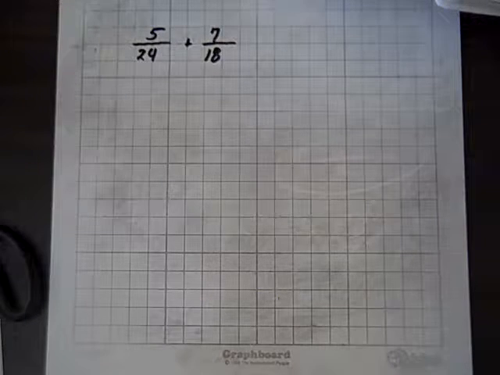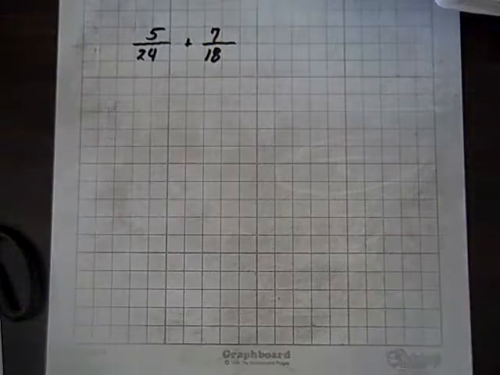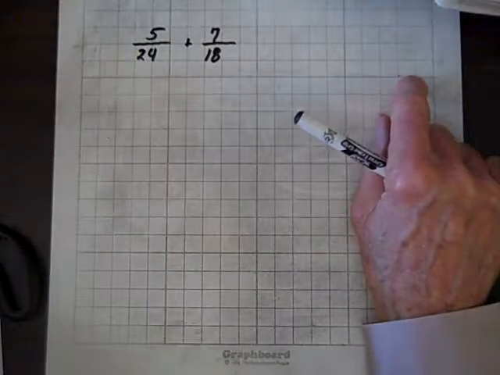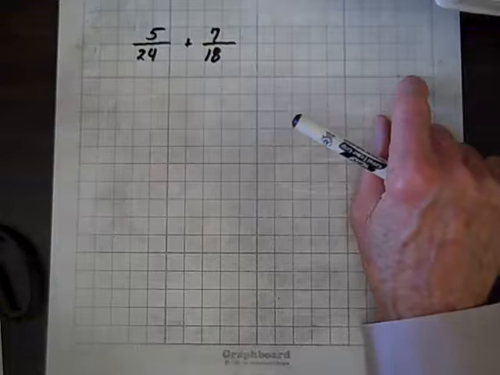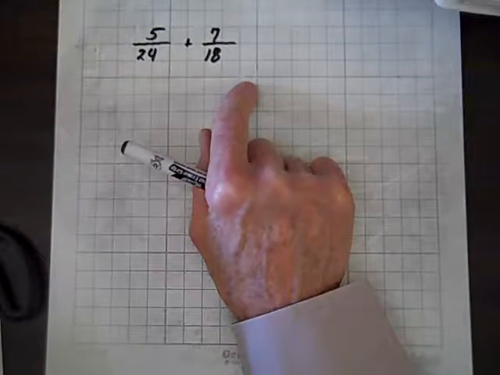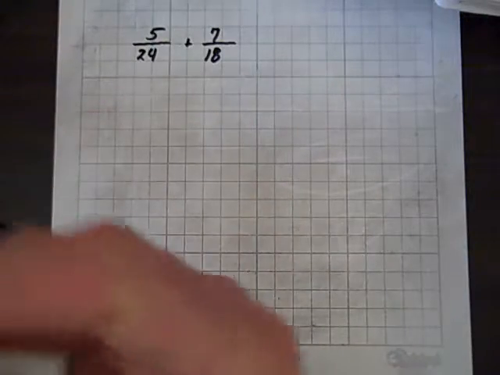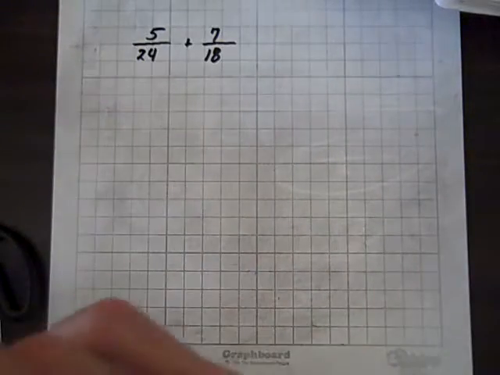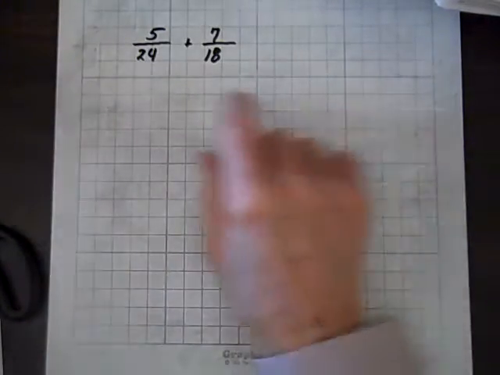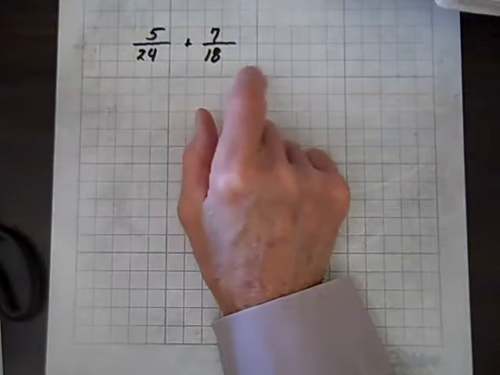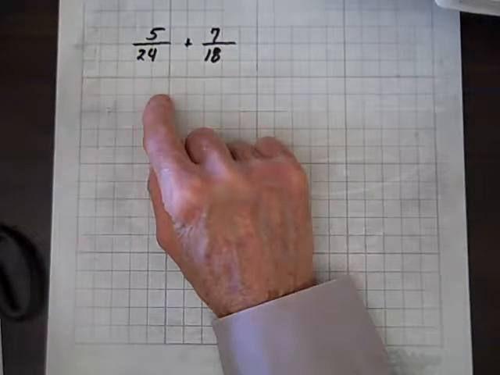Well, let's take a minute and go over how to add fractions. So here we have two fractions, and when you add or subtract fractions, you need to first establish a common denominator. When you look at 24 and 18, what is the lowest common denominator?